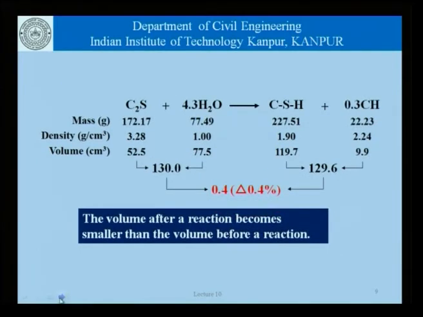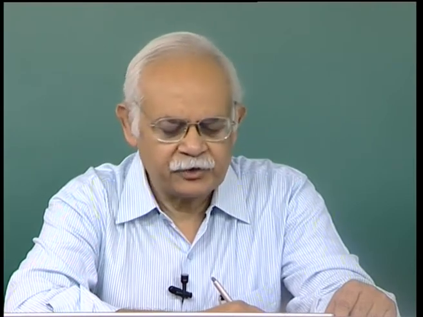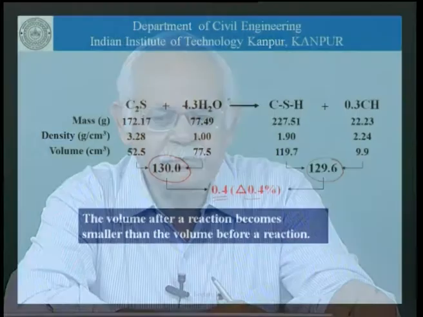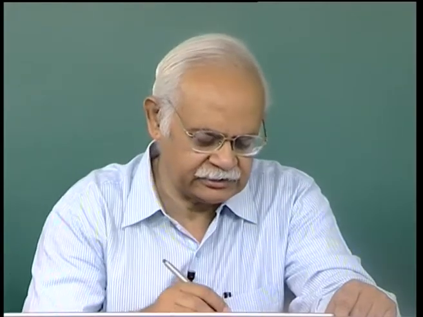Similarly, in the case of C2S, we have 130 cc of reactants reacting and finally giving us 129.6 cc of the products. Here the volume change is much smaller, it is about 0.4 cc and about 0.4%, and here too the volume after the reaction becomes smaller than that of the reactants. Now, what are the implications of this change in volume as far as concrete is concerned?